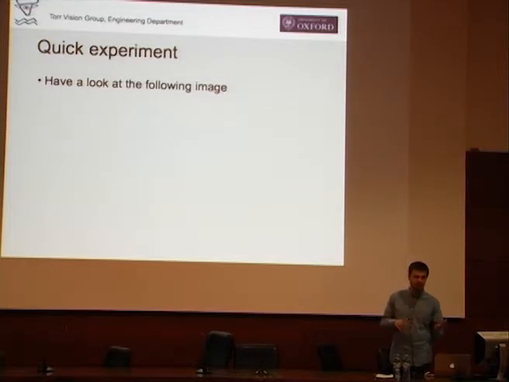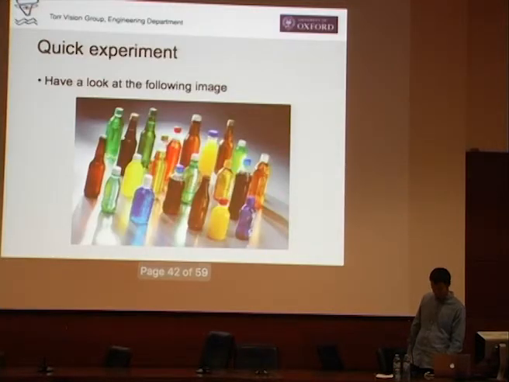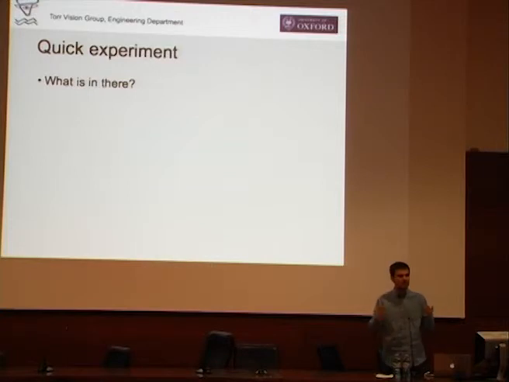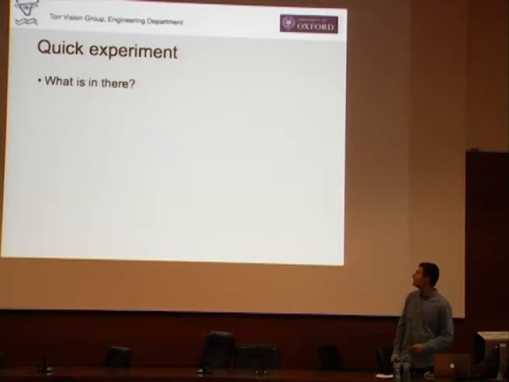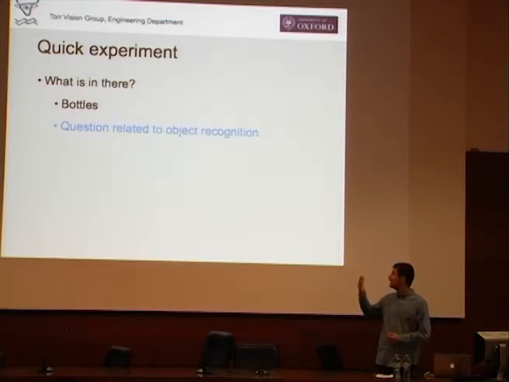Now, I'm going to talk about this second project here, and in order to do that, I want to do a very short experiment. So I would like you to have a look at the following image for a very short time. Okay, so what is in here? I think it's pretty obvious that the answer is there are bottles. Yeah. So indeed, there are bottles, and this is a very easy question for us to answer. And this is a question related to object recognition.